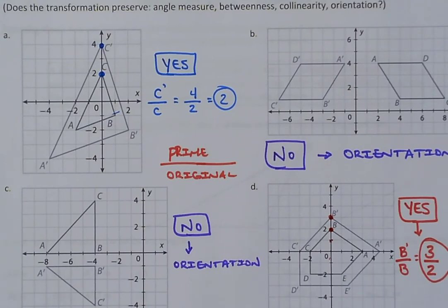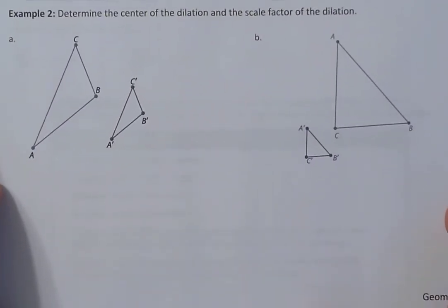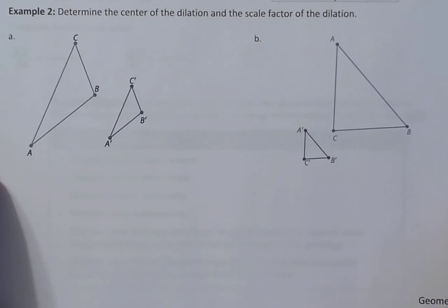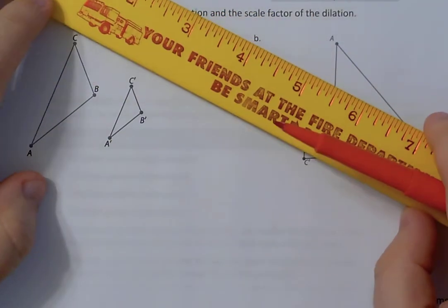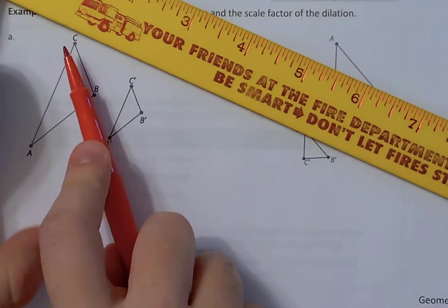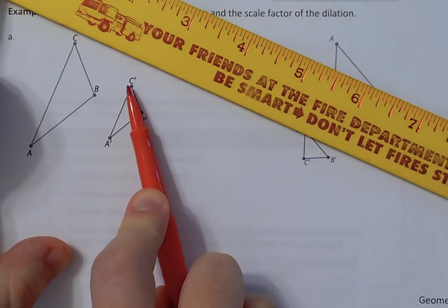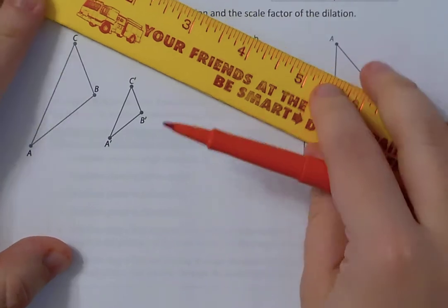And these are not going to be in the coordinate plane. So example 2, they're just going to give us 2 shapes that have been dilated, and they want us to figure out center of dilation and then scale factor. So to figure out the center of dilation, what you're going to do is take a ruler and draw lines going from the original through the prime, and you're going to continue it on.